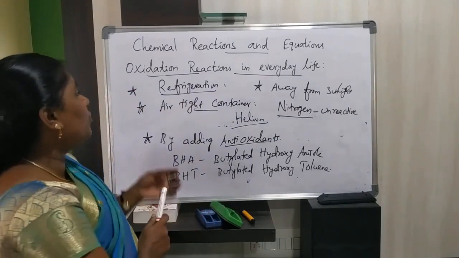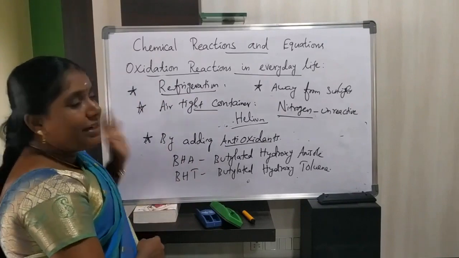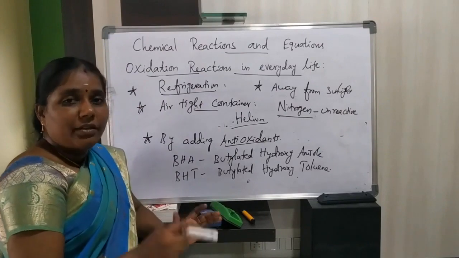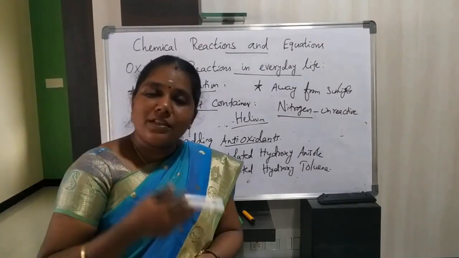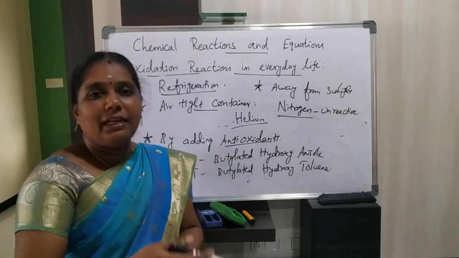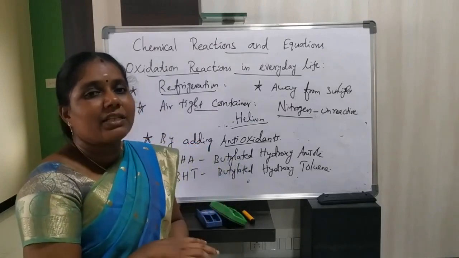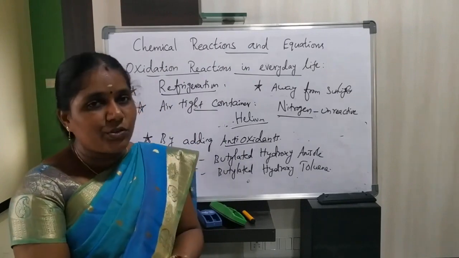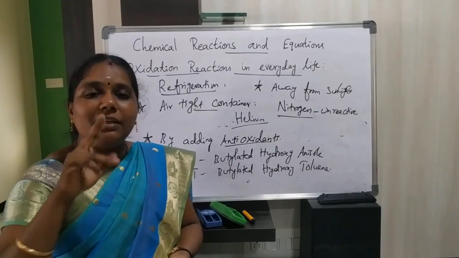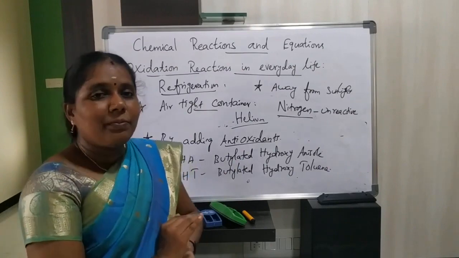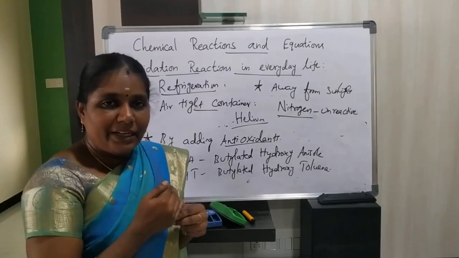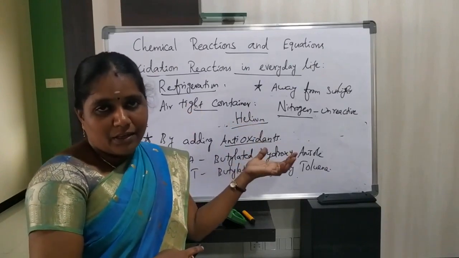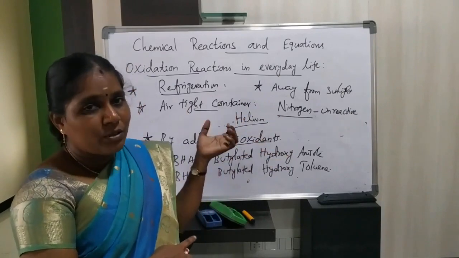So we have discussed two types of reactions today. One is corrosion, another one is rancidity. Oxidation reactions take place in our daily life, and today we have discussed two important reactions involving oxidation. What is corrosion? It is the slow and steady destruction of metals. Metals are eaten up by air, moisture and chemicals. This process is called corrosion.